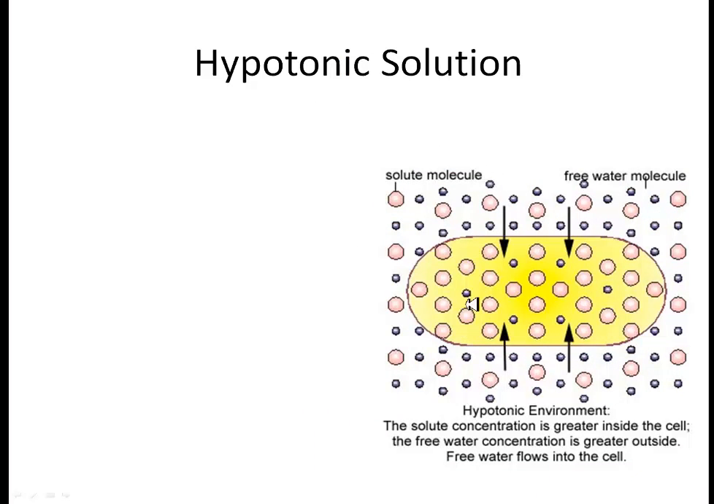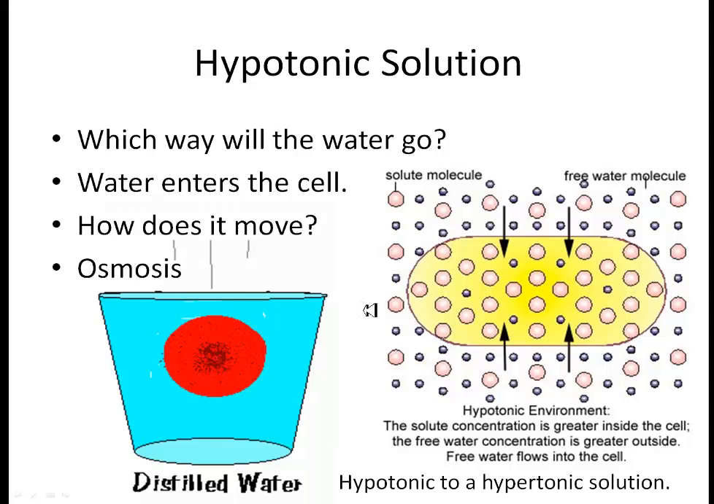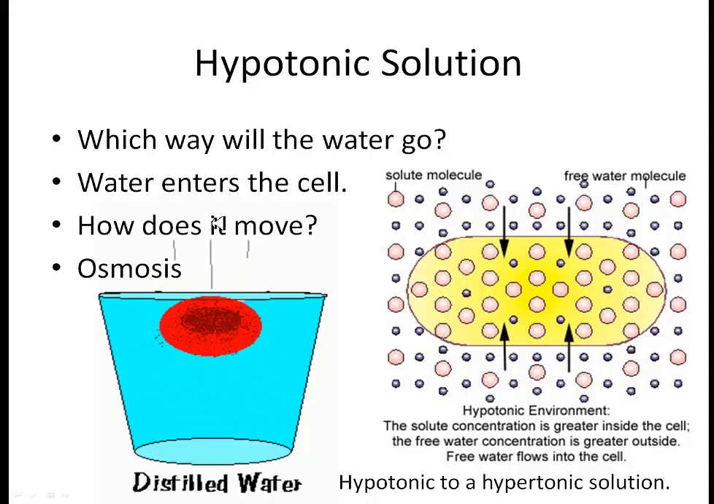Water always goes from hypo to hyper, so in this case it's moving outside the cell. Hypotonic, this means that we actually have a larger solute concentration inside, more free water is outside, and the water will move into it, again moving from a hypo solution to a hyper cell in this case. Which way will water go? Water enters the cell. How does it move? Still moving through osmosis. This is a red blood cell, which actually lives in plasma, which is a high salt content compared to distilled water, and water will move into the cell. It'll go from that hypotonic solution to a hypertonic cell, and it will lyse the cell.